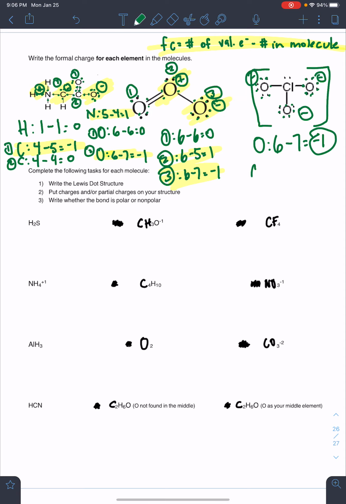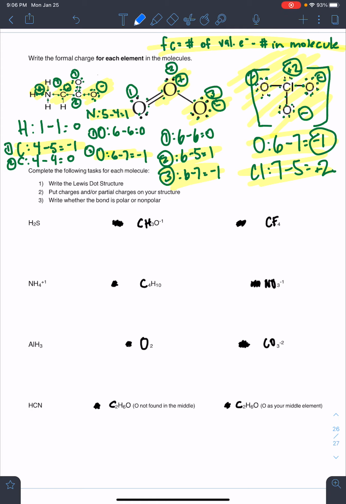If we've got our Cl, it normally wants 7 valence electrons. It actually has 1, 2, 3, 4, 5. So it has a plus 2 charge. So plus 2 by that Cl right there. And so all of these are actually going to have a charge on them, and you get that information from here. Alright, let's move on to Lewis dot structures.